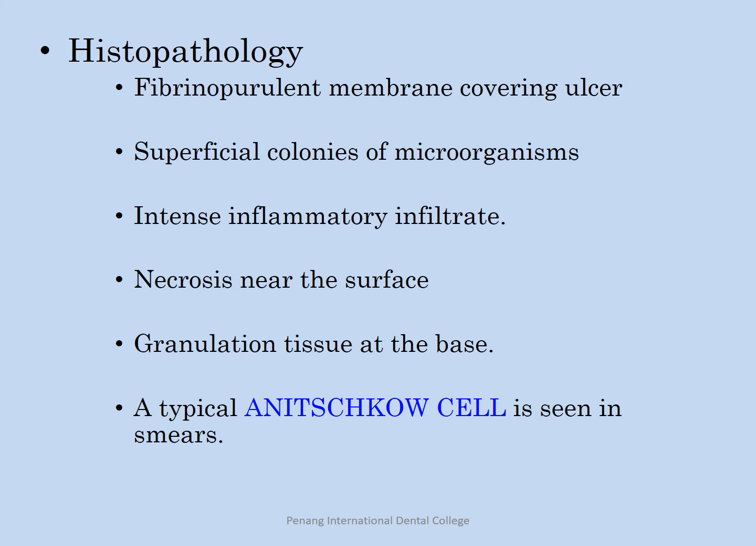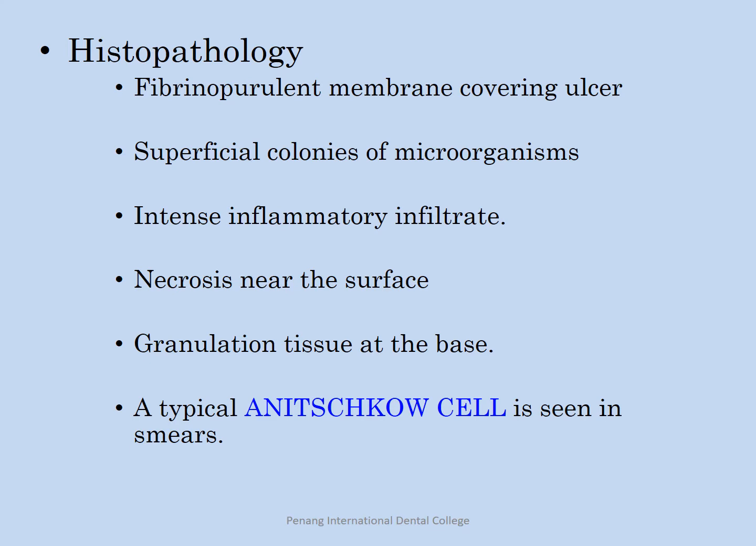Coming to the histopathology of recurrent aphthous ulcers, well, as you know, an ulcer is a break in the continuity of the epithelium. And so, microscopically, what do we see? We see a fibropurulent membrane covering the ulcer. You see superficial colonies of microorganisms. We will see intense inflammatory infiltrate, which is common under the base of the ulcer, necrosis near the surface, and granulation tissue at the base.